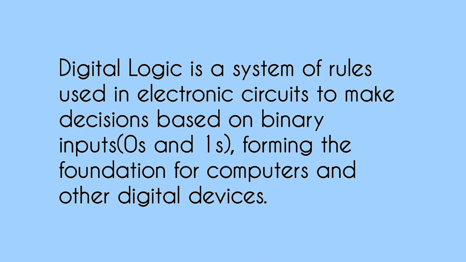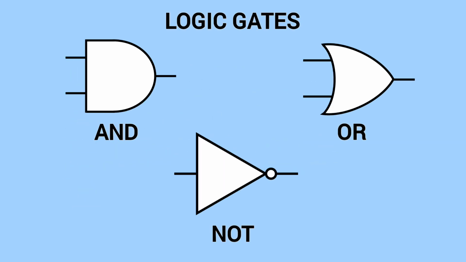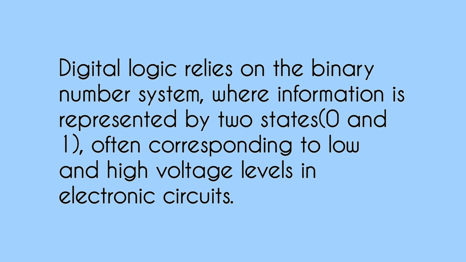Digital logic is a system of rules used in electronic circuits to make decisions based on binary inputs, zeros and ones, forming the foundation for computers and other digital devices. It utilizes Boolean algebra and logic gates like AND, OR, and NOT to process information and perform computations. Digital logic relies on the binary number system, where information is represented by two states, 0 and 1, often corresponding to low and high voltage levels in electronic circuits.